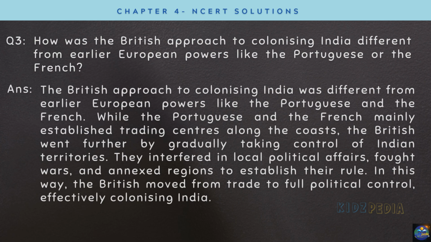We can write the answer as: the British approach to colonizing India was different from earlier European powers like the Portuguese and the French. While the Portuguese and the French mainly established trading centers along the coast, the British went further by gradually taking control of Indian territories. They interfered in local political affairs, fought wars and annexed regions to establish their rule. In this way, the British moved from trade to full political control, effectively colonizing India.